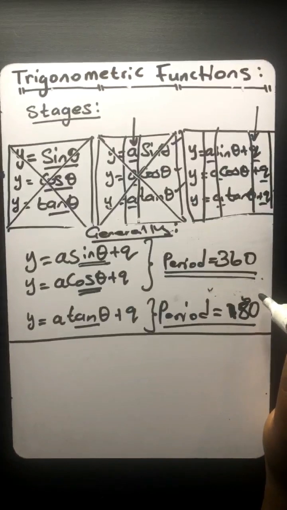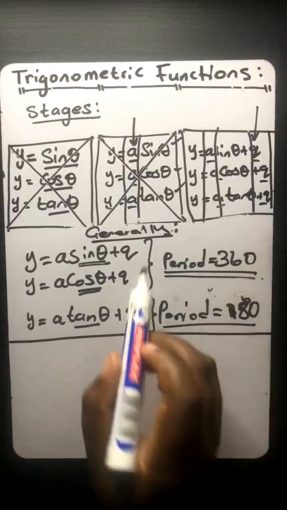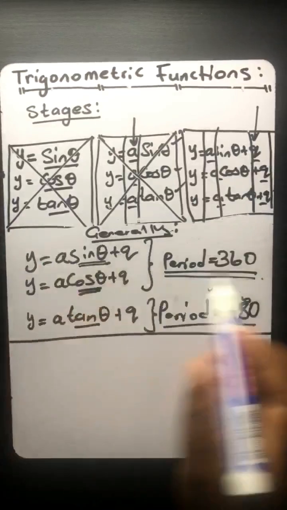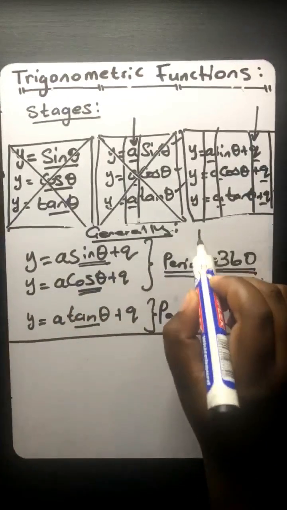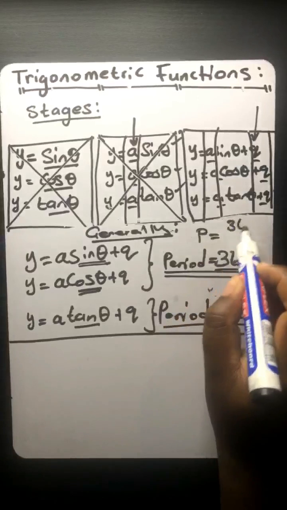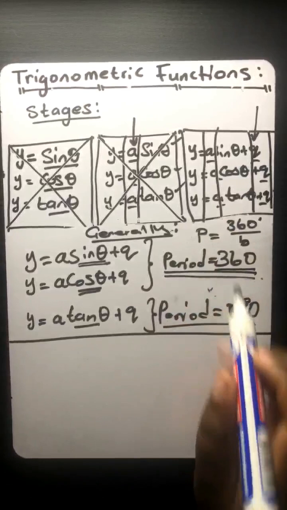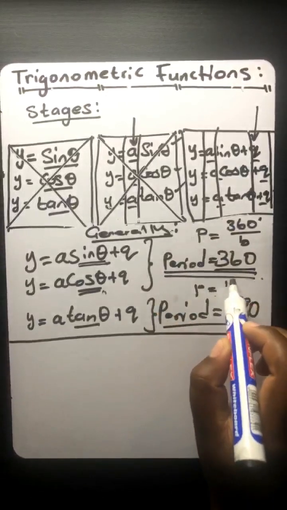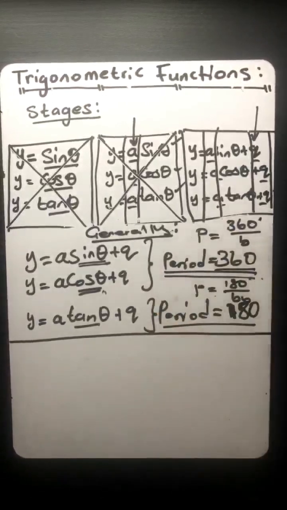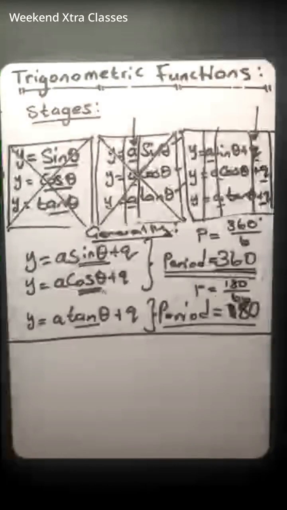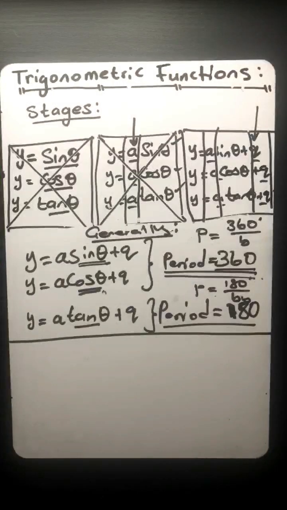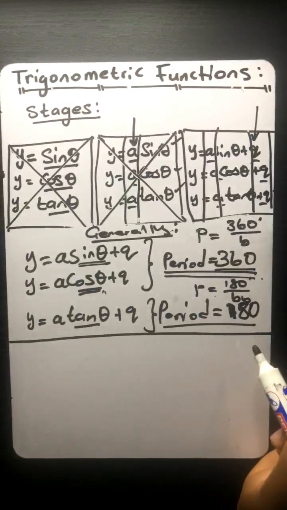But whatever it is, I was saying we do have a formula for calculating the period. These two have a period of 360, and that is why they have a formula which says P equals 360 degrees divided by B. For this one of 180, it's going to be P equals 180 degrees divided by B. Someone is wondering, where is that B coming from now?